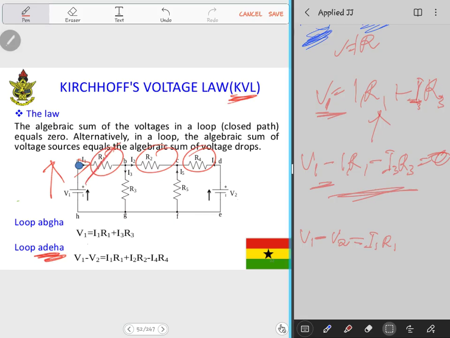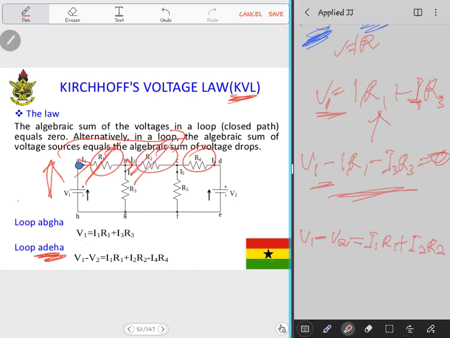What's the next load? Now we are done with this one, R2. Looking at the current passing through it, this I2 here is still in the direction that we've chosen, so it's the same direction, so it is a plus. So plus I2, R2.